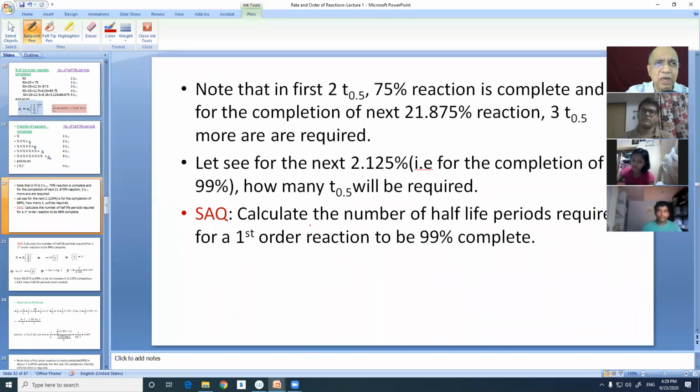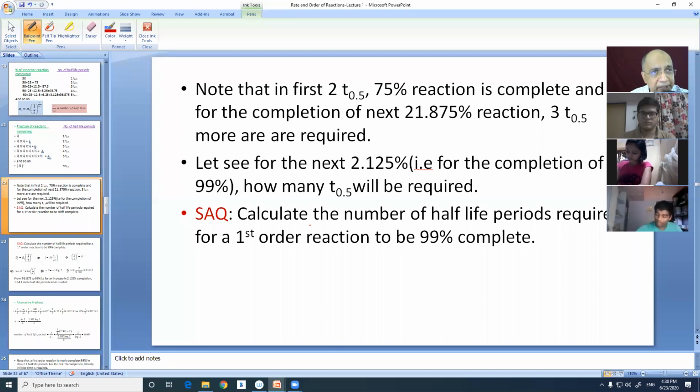Have you done in your home task how many half-life periods will be required approximately, or correctly also using decimal, for the completion of 99.9%? I told you the answer will be approximately 10 and 99.99%. Using that formula, half to the power t by t.5. The t by t.5 ratio is nothing but the number of half-lives. So how many of you have done it? Please raise your hands. I had given a home task.